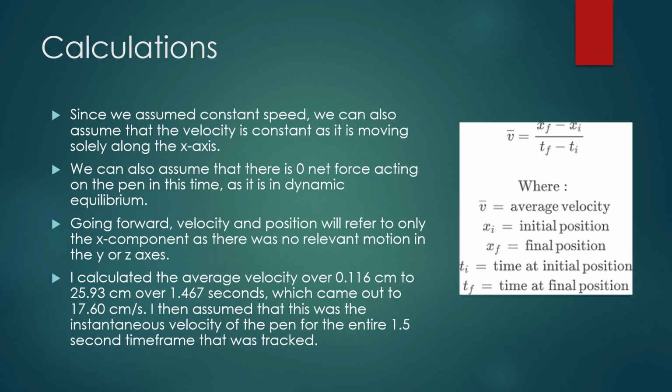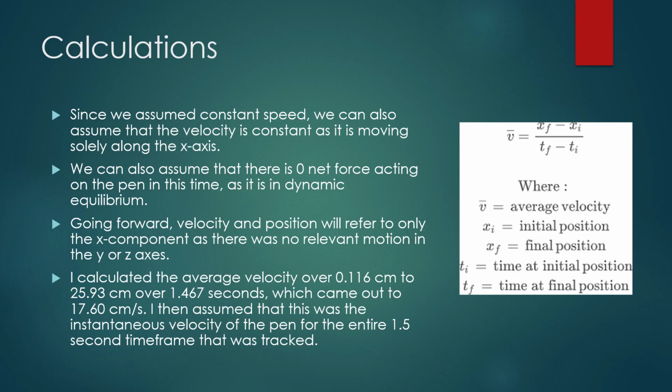Going forward, velocity and position are only going to be referring to the x component of the pen, since this experiment was only in that axis, but there is still motion in the technically z-axis, because the y-axis would be up and down because of gravity.